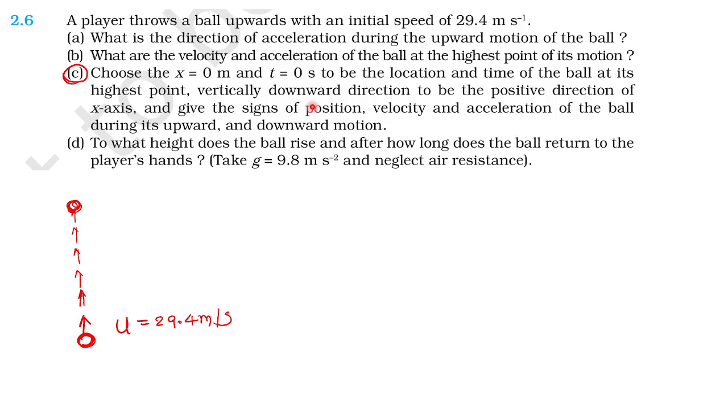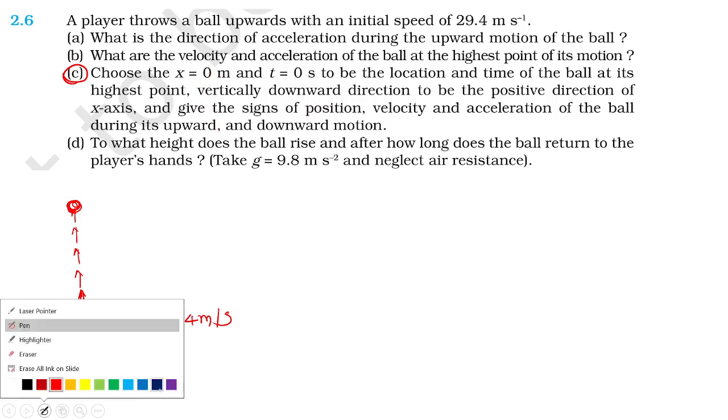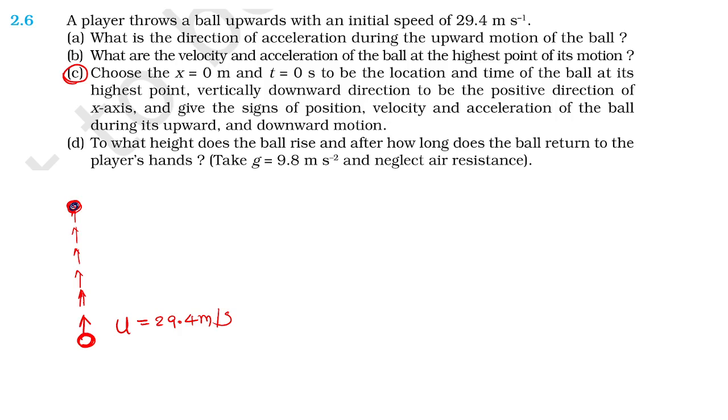Vertically down. Okay, x equal to 0 meter. I am going to draw a number line. All of you please listen. This says that at the highest point the position is 0. They say that we must mark x equal to 0, meaning position equal to 0, at the highest point. This is the highest point. At the highest point we mark the position as 0.